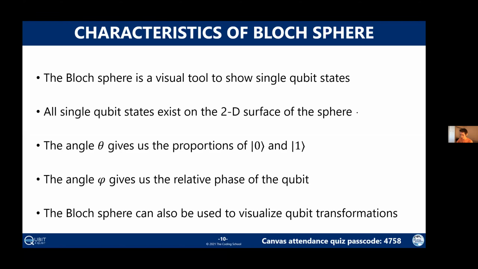And I guess that's what the second point here says too. All single qubit states exist on the two-dimensional surface of the Bloch sphere. Now, these two points are going to become more clear in a little bit, so I'm just going to read them for now and not explain too much more. The angle theta gives us the proportions of ket 0 and ket 1 in our state. And the angle phi gives us the relative phase. So remember, relative phase is the important one. Global phase is the one that doesn't matter. Okay, and then final point, the Bloch sphere can be used to visualize qubit transformations. We'll see that in the second half when we talk about quantum gates.